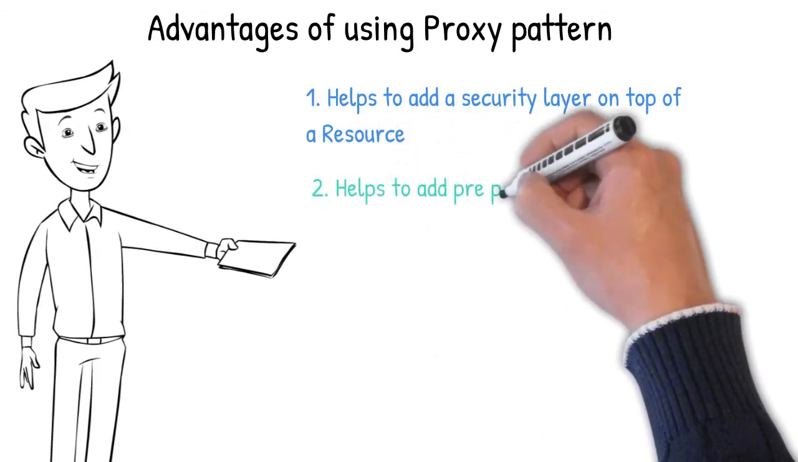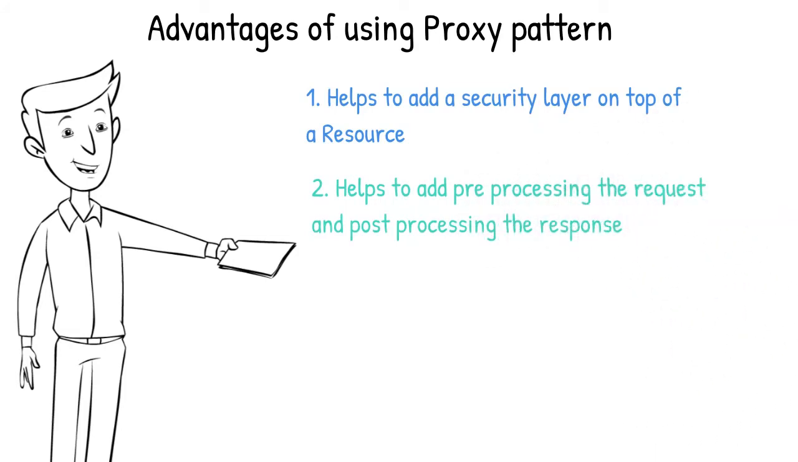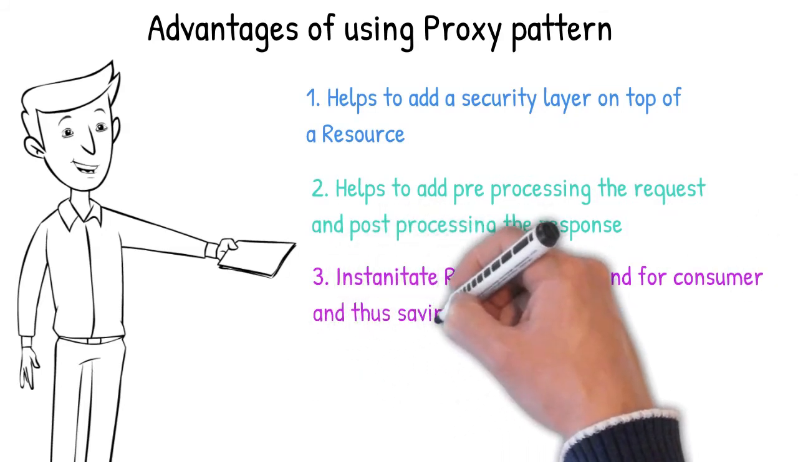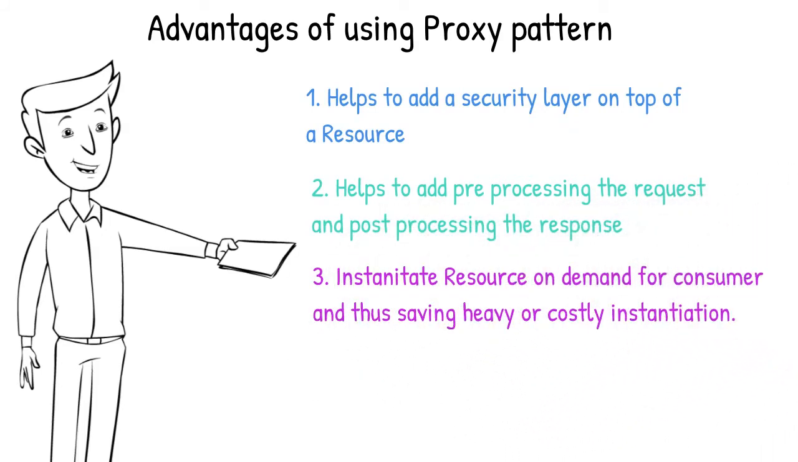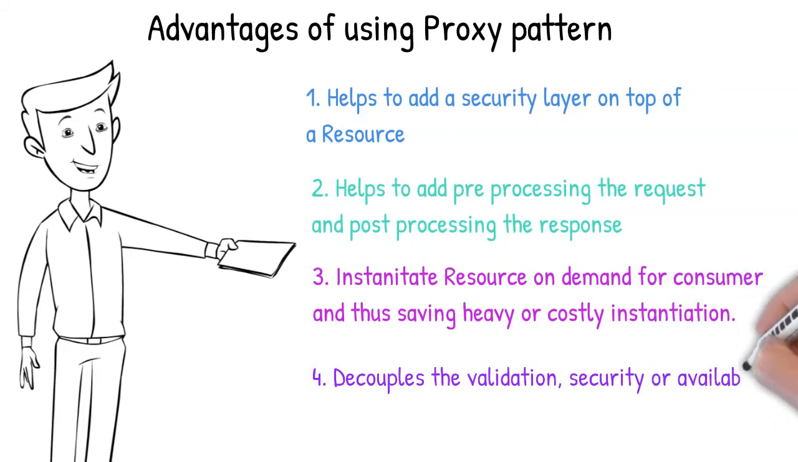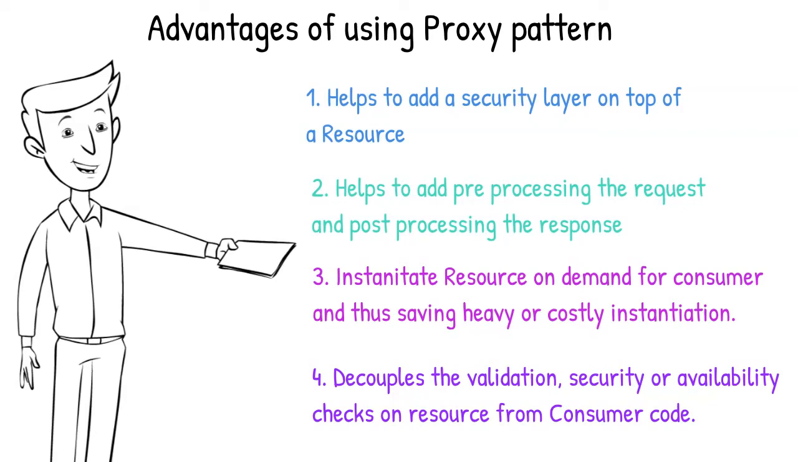Secondly, proxy pattern helps to add pre-processing and post-processing logic for request and response respectively. Proxy pattern supports lazy loading, that is, it instantiates the resource on demand for a consumer and thus saves heavy and costly instantiations. And the last one, proxy pattern helps to decouple validations, security checks or availability checks on a resource from the consumer code.